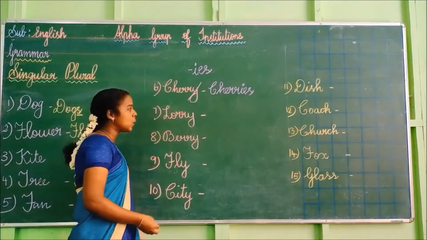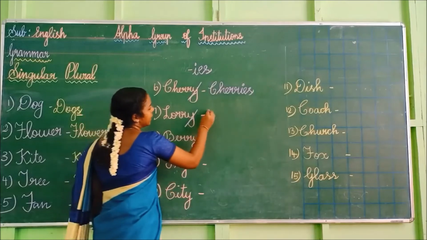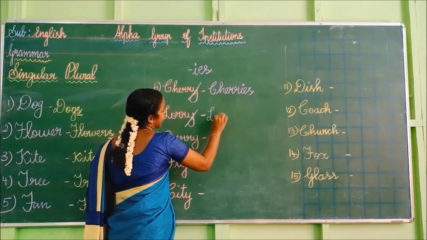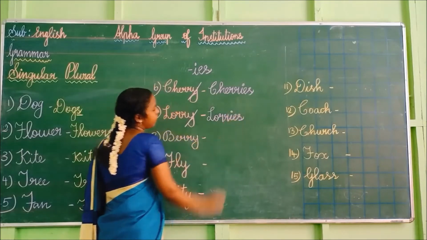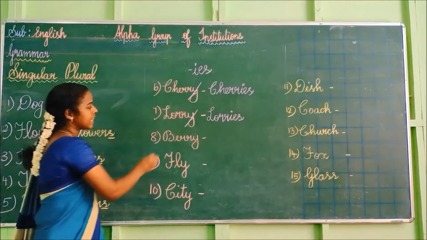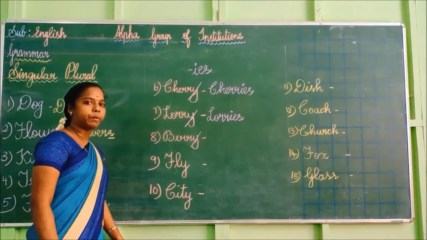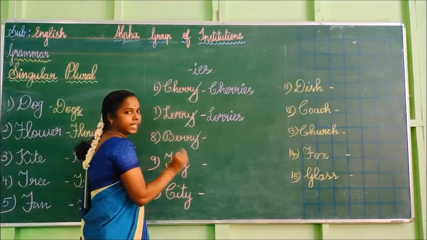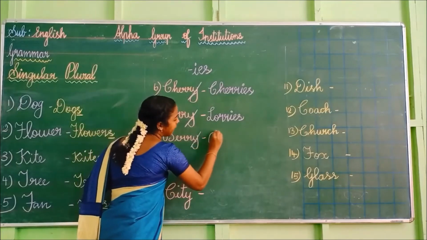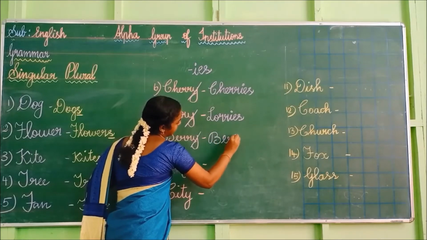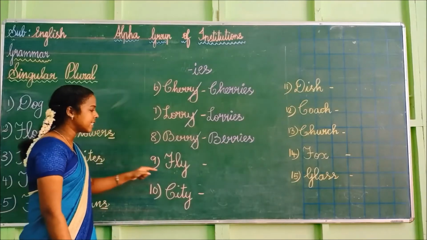Lorry. Here also lorry ends with the letter Y. So you have to remove Y. Then you have to add I-E-S. Lorry, lorries. The plural form of lorry is lorries. Berry. Berry also ends with the letter Y. So you have to remove Y and add I-E-S to the singular noun to make the singular into plural. So berry, berries. The plural form of berry is berries.